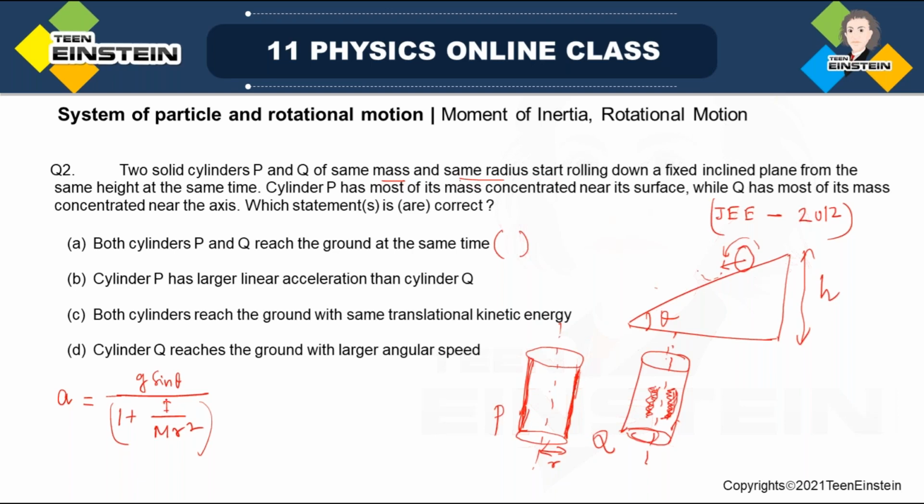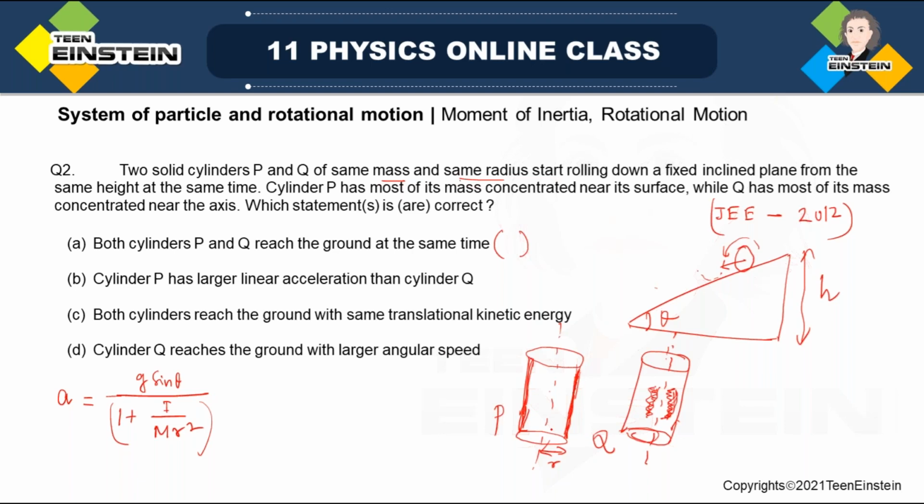I is the moment of inertia for a particular body. If it is a sphere, then it will have some value. If it is a disk, it will have some other value. And if it is a cylinder, it will have some other values or expressions for I. So basically this thing you should remember.